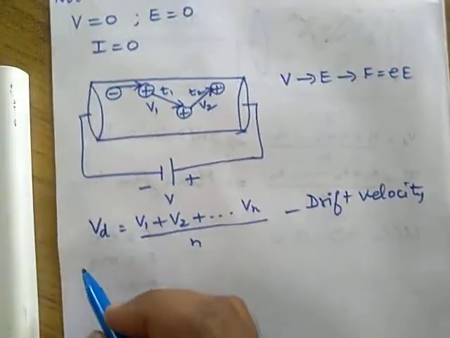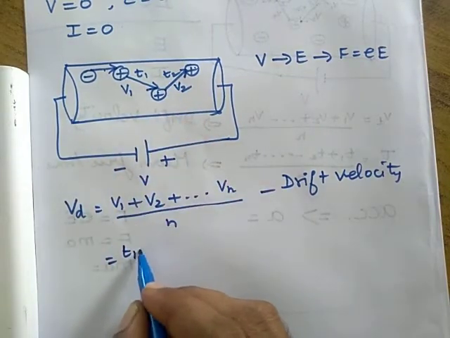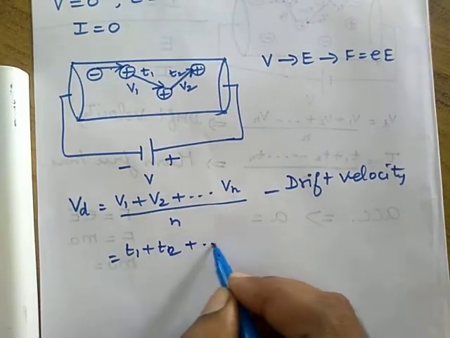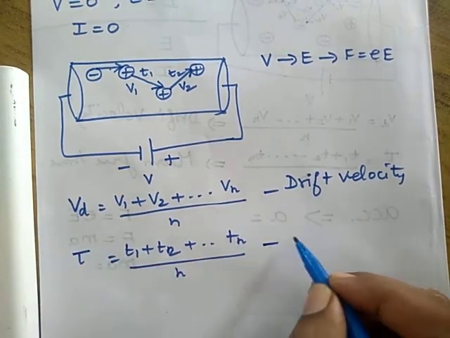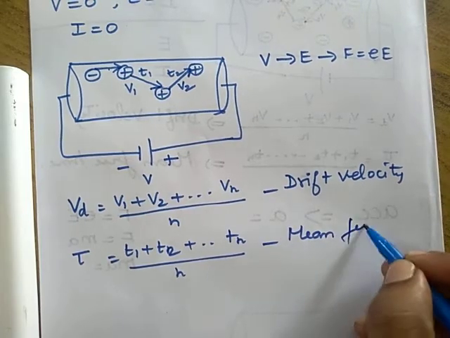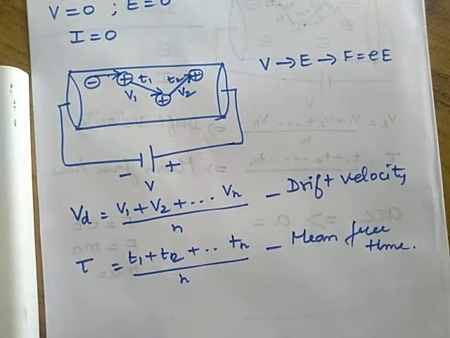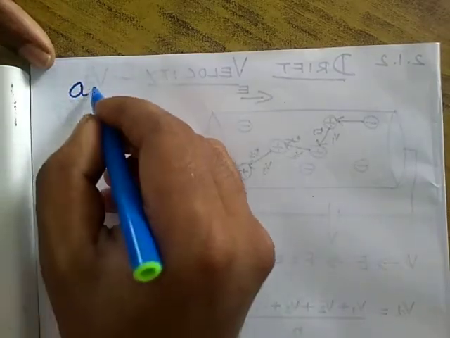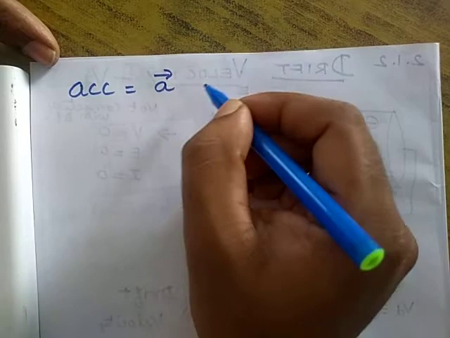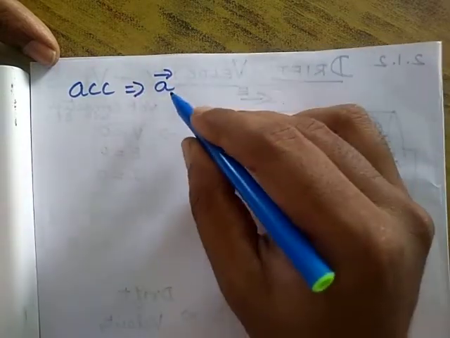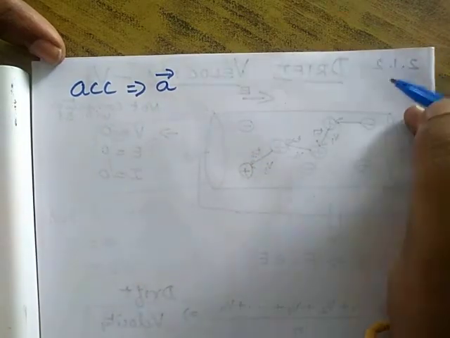Next, on averaging these time intervals t1, t2 up to tn, we get the mean free time. Then the acceleration experienced by the electron can be written as a vector, a. This acceleration is experienced by the electron under the influence of that force.